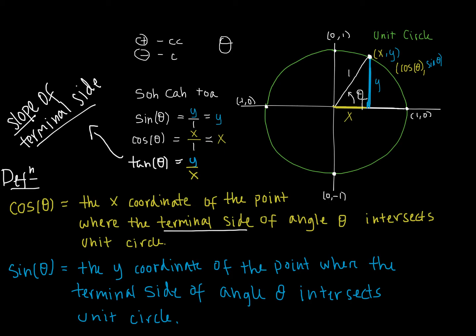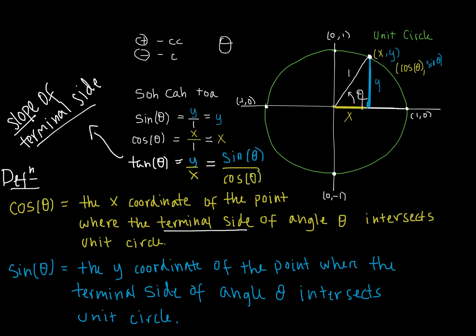If you think about it, the y value is just the sine, and the x value is the cosine. So you can compute the tangent of an angle theta just knowing sine and cosine, by taking the sine of theta and dividing it by the cosine of theta.